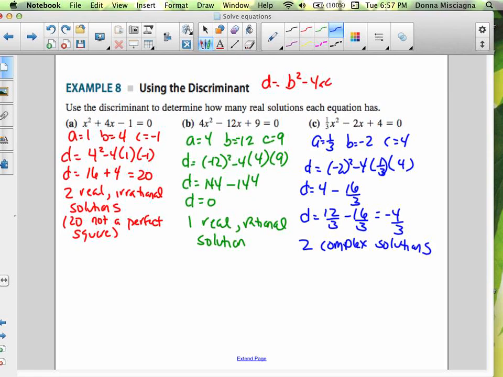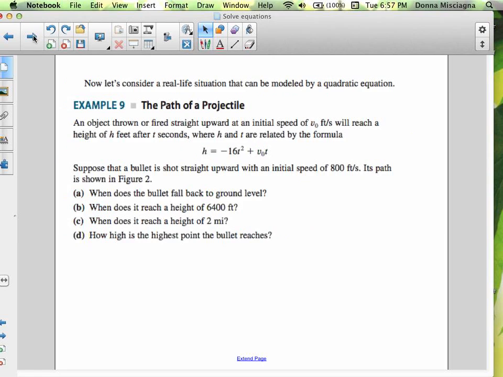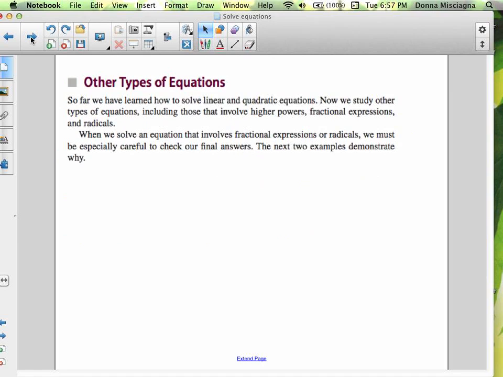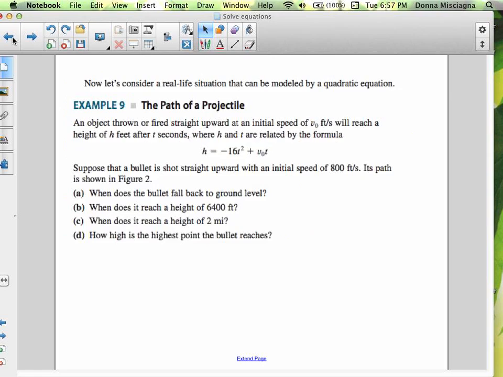And using the discriminant can be helpful if you want to figure out if an equation is factorable or not, or whether you need to use another solving method. And I think that's it for this video. We have one real life problem. Let's do the real life problem on the next video.